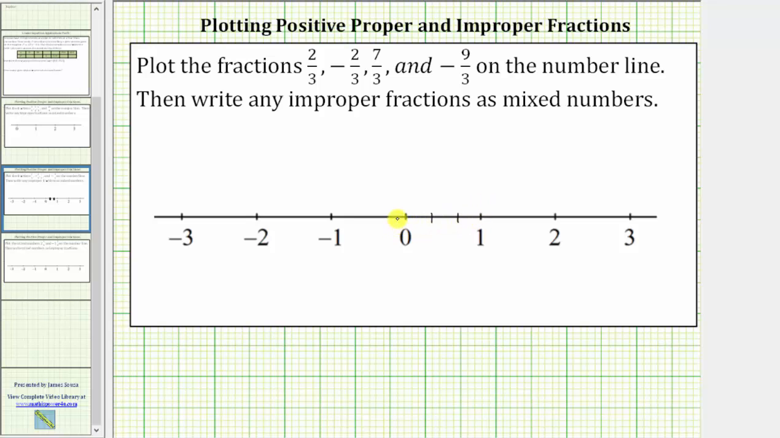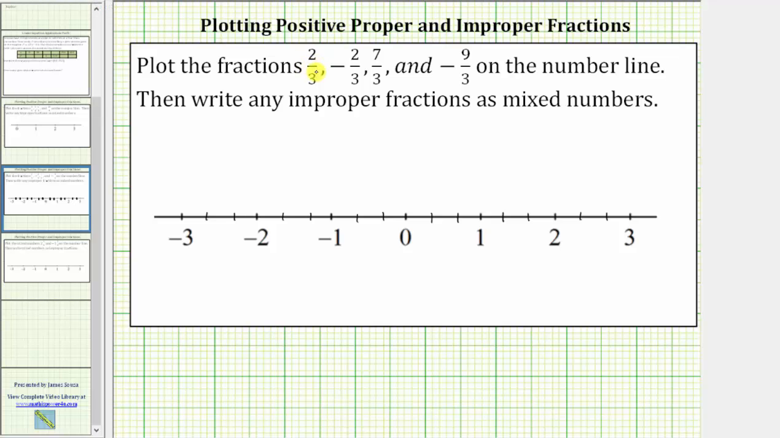We will do this for each length equal to 1 unit, which is the distance between 1 and 2, 2 and 3, 0 and -1, -1 and -2, and -2 and -3. Now the length between tick marks is equal to 1/3 of a unit, and we can plot the 4 fractions.